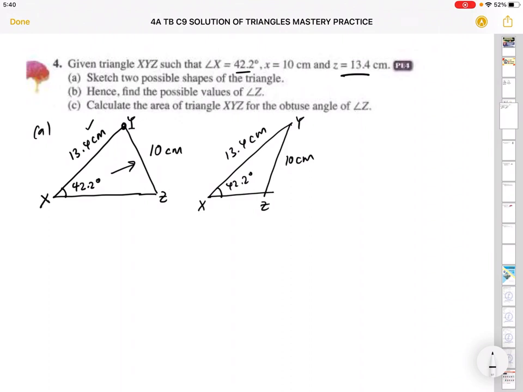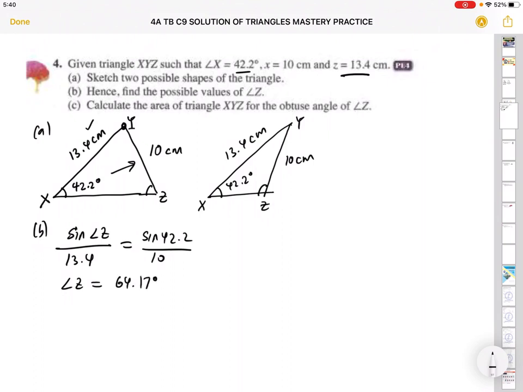Okay, second one, find the possible angle for z. Now when it comes to ambiguous, you know that you have two possible different angles. We have to use sine rule. The first angle for z, I could take sine z divided by 13.4. The other pair will be sine 42.2 divided by 10. So when you want to find z, you take a calculator, sine 42.2 over 10 times 13.4, and you will get one answer, 64.17. But this is not the only answer. This is the first answer, 64.17, right?